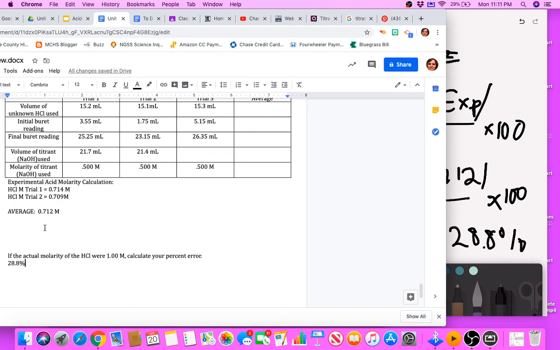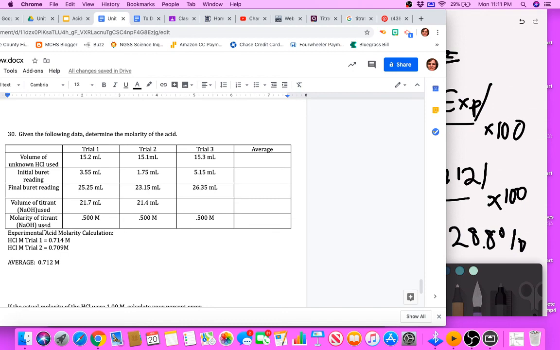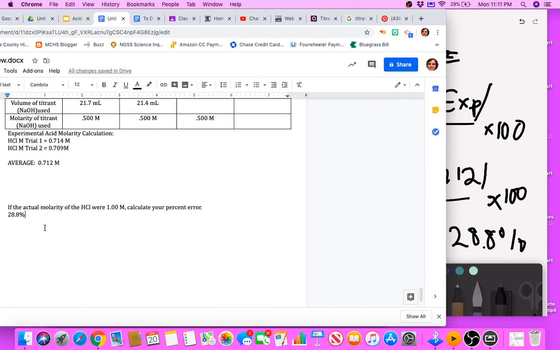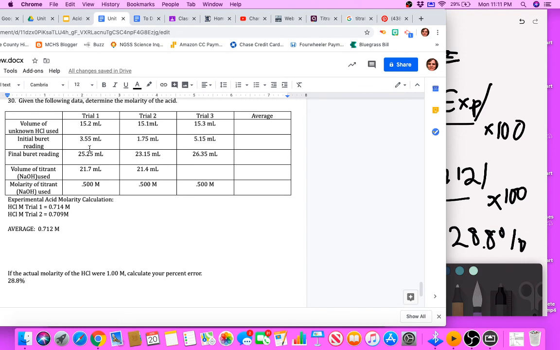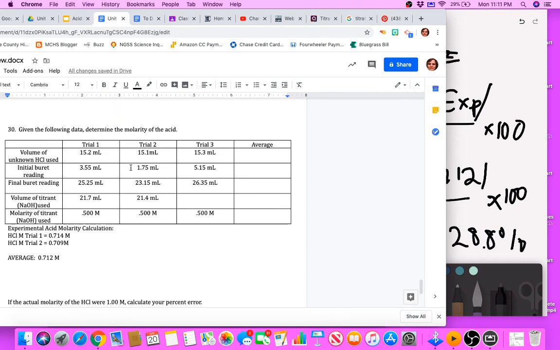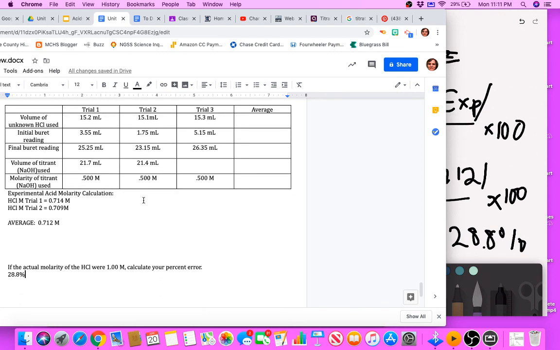All right, so this is the kind of titration calculation that I want you to be able to do for me on the test. You're going to have a data table that looks very similar to this, just with different numbers. You're going to have to calculate the volume of titrant used. You're going to have to be able to calculate the molarity of the unknown acid for each trial 1 and 2, and then get me an average molarity of the acid and calculate the percent error just like we did here.